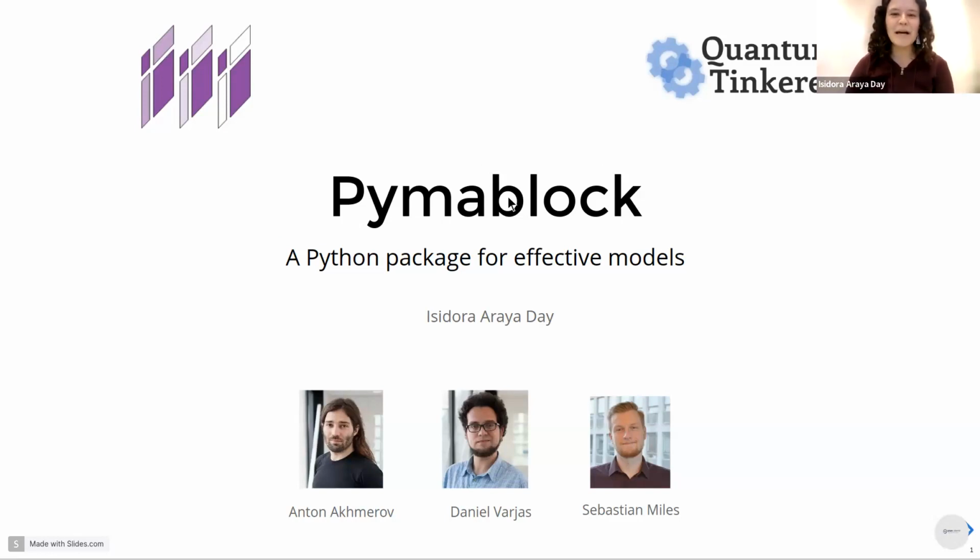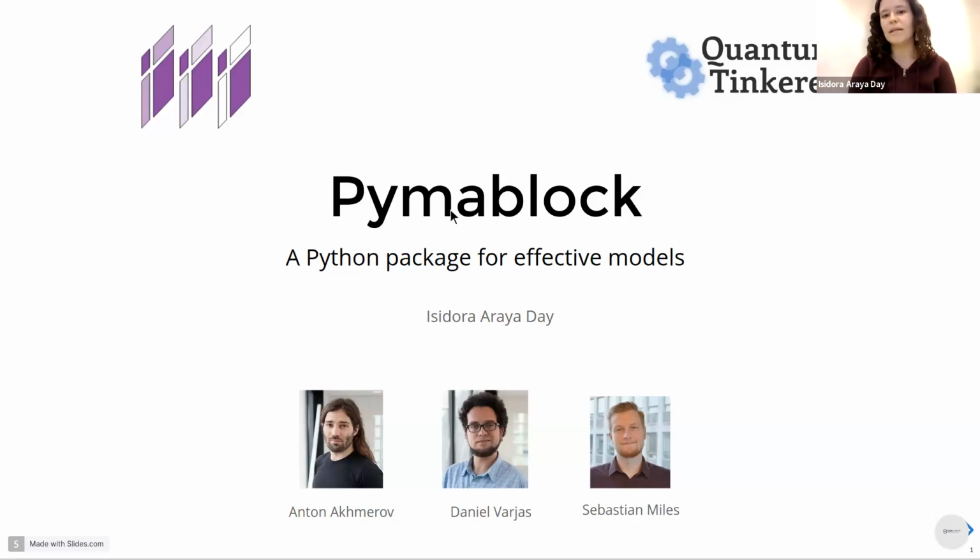I'll be talking about a Python package that we recently released in the Quantum Tinkerer group together with Anton, who's here, Daniel, who's also here, and Sebastian, who I think is also around. We wanted to build a Python package that would be able to construct effective models for different kinds of projects, different kinds of Hamiltonians. And we put it together into this package called Pymablock.